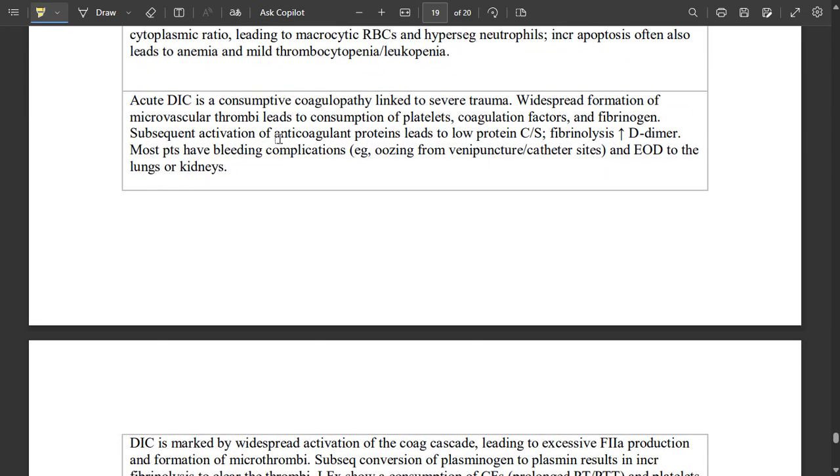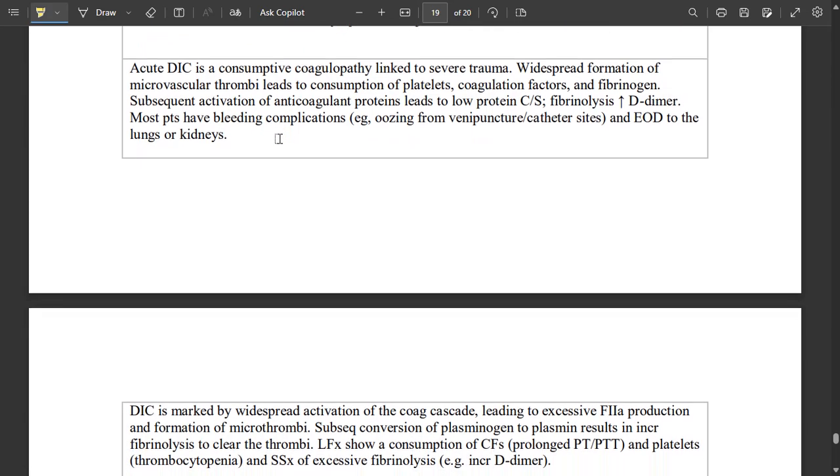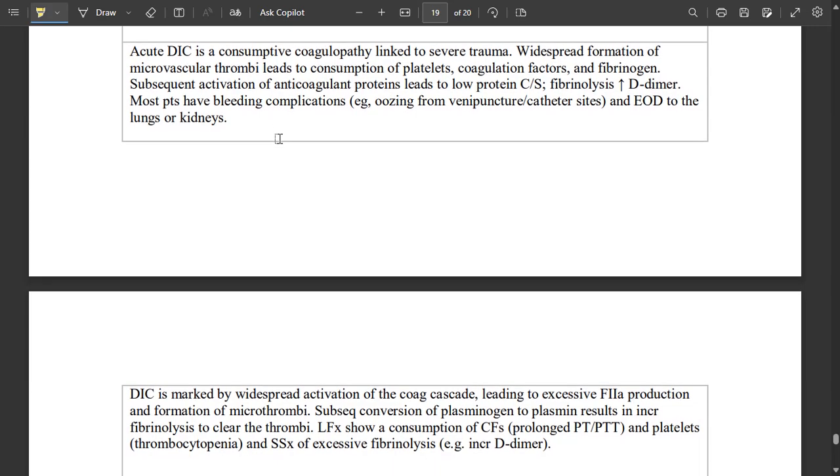So that's it. Now let's talk about acute DIC, disseminated intravascular coagulation. It is an acquired coagulopathy linked to severe trauma. Widespread formation of microvascular thrombi leads to consumption of platelets, coagulation factors, and fibrinogen. Subsequent activation of coagulation proteins leads to low protein C and S. Fibrinolysis occurs, which produces more D dimers. Most patients have bleeding complications, oozing from venipuncture sites, and end-organ damage to the lungs or kidneys. Bleeding complication occurs.